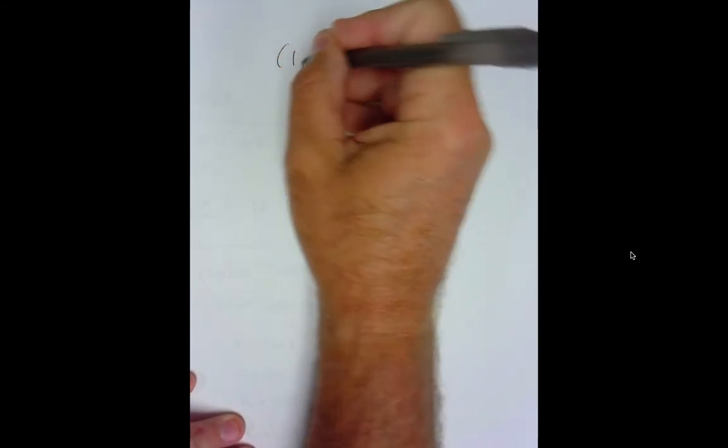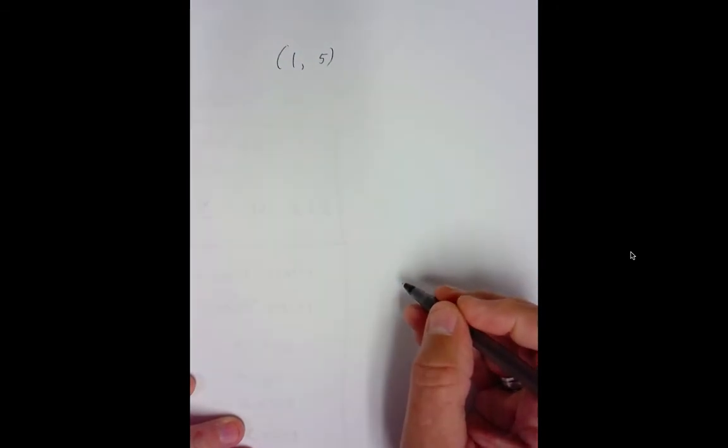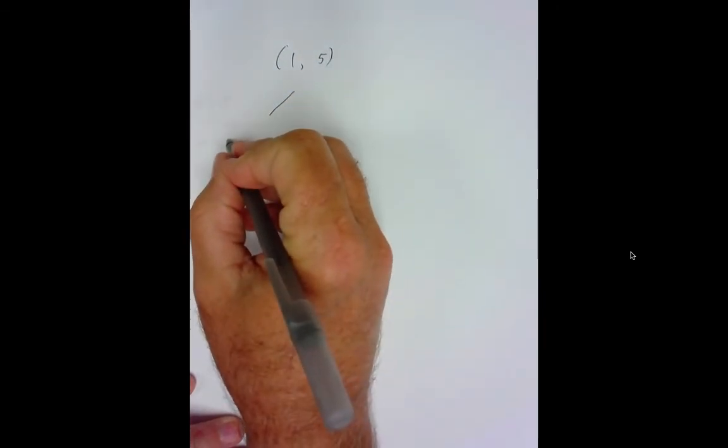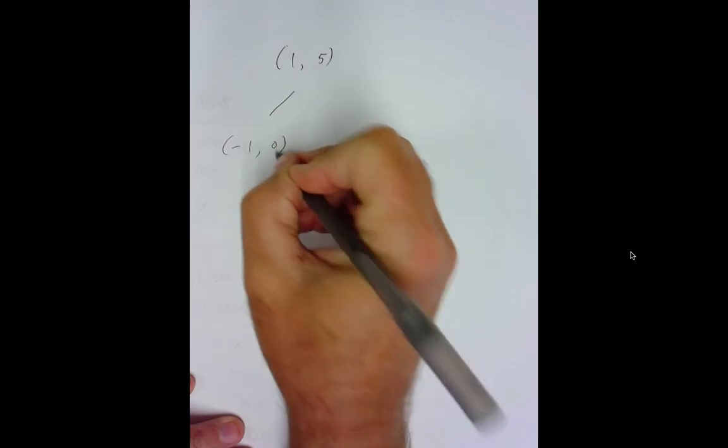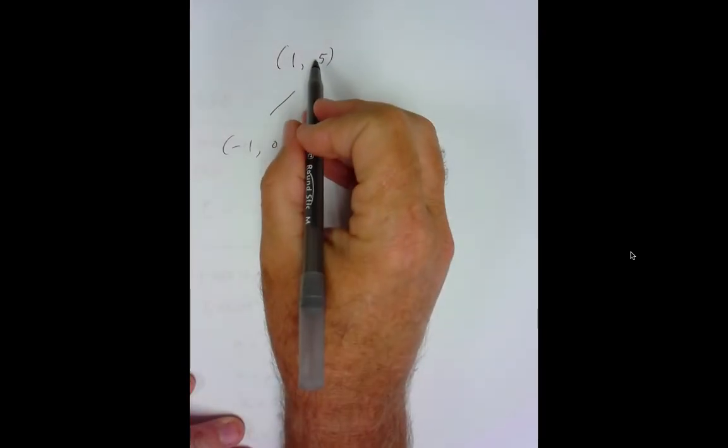So if I had an interval from 1 to 5, I know that this interval is completely below that interval.